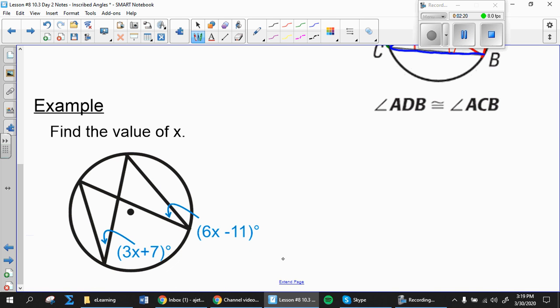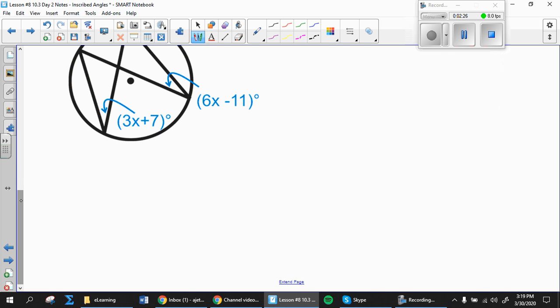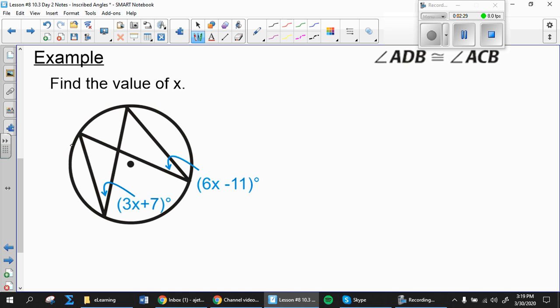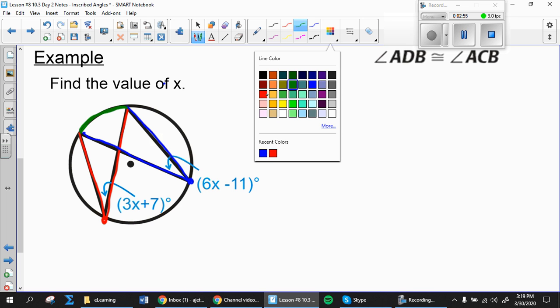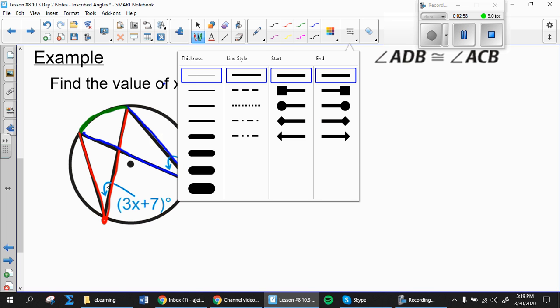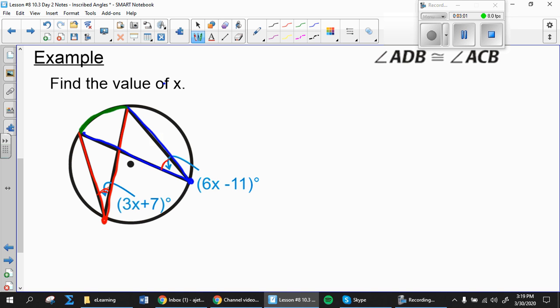So same thing. It says find the value of x. Okay, so we're looking for this angle and this angle. So again, what we know here, this inscribed angle, again, inscribed angle meaning the vertex is on the circle, and this inscribed angle, if we look, they both intercept this arc right here. And since they both intercept the same arc, we know that they're congruent to each other. So we know that this angle here and this angle here are congruent to each other.